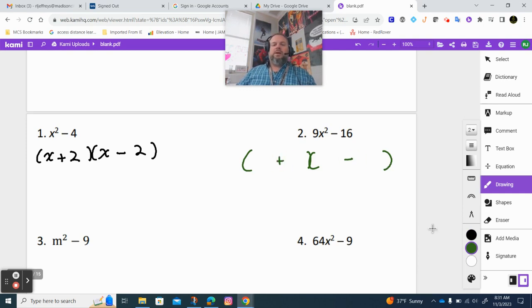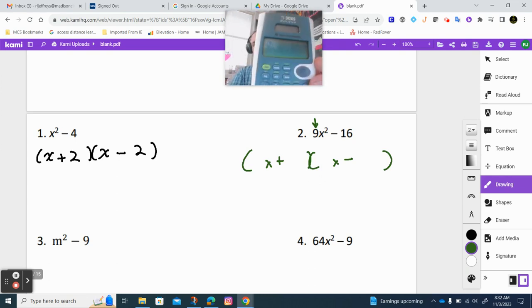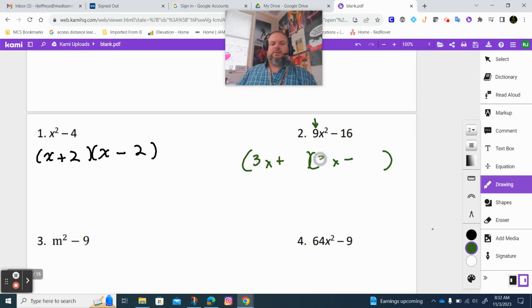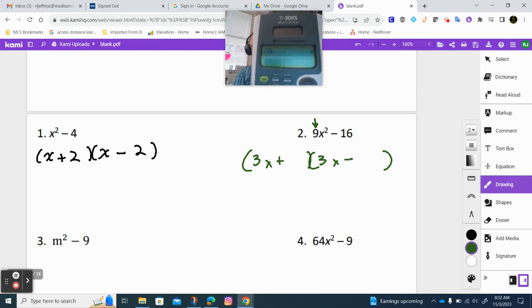All right. Now we know we're going to have an x. We have to deal with this number right here. So the square root of 9. Second, square root, 9. Square root of 9 is 3. So we put 3 here, put 3 here. So 16, 4.